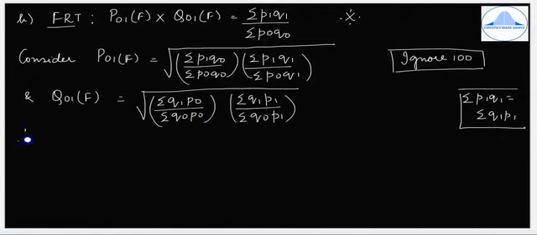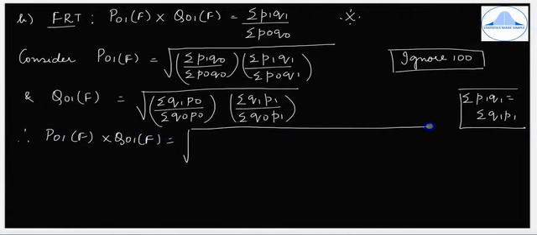Now you need to multiply both. So find out P01 of F into Q01 of F, which is equal to, again draw a long square root, and you have to replace all these summations by their respective totals. So summation P1 Q0 is 326, summation P0 Q0 is 261 into summation P1 Q1 528 and summation P0 Q1 is 424 into, now move on to Q01 of F.